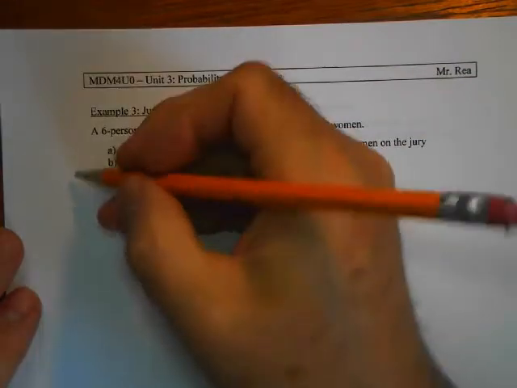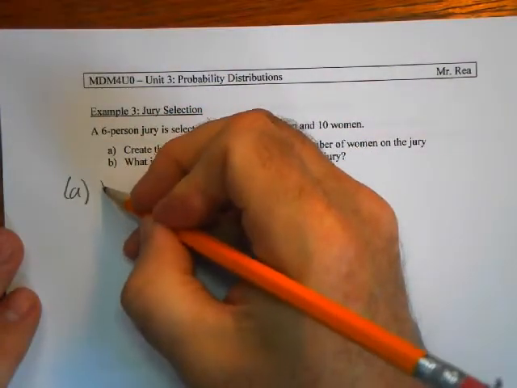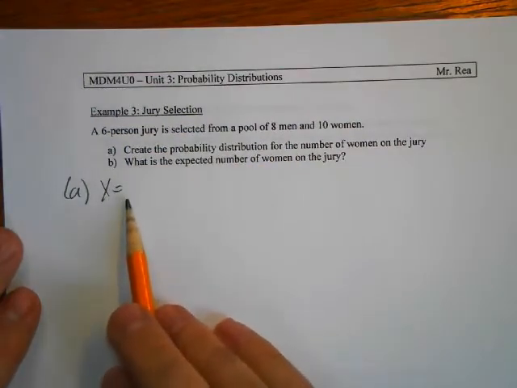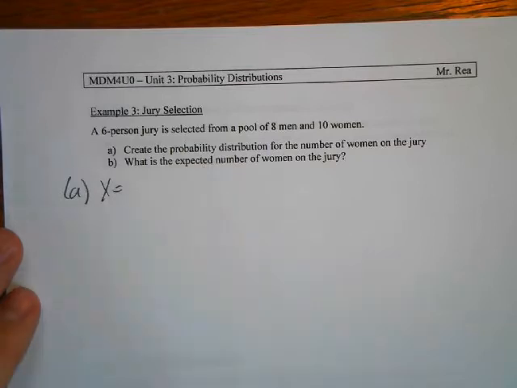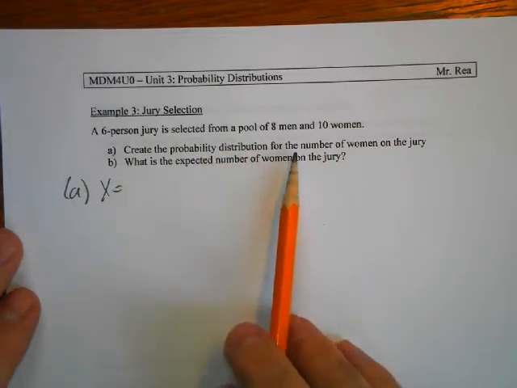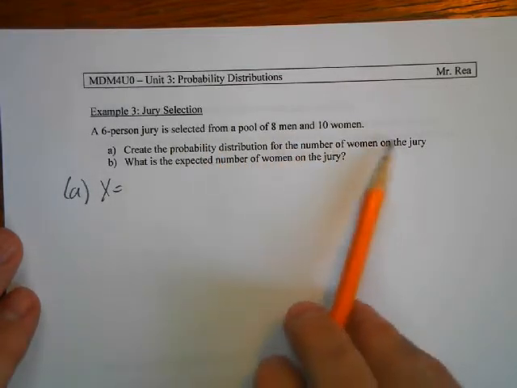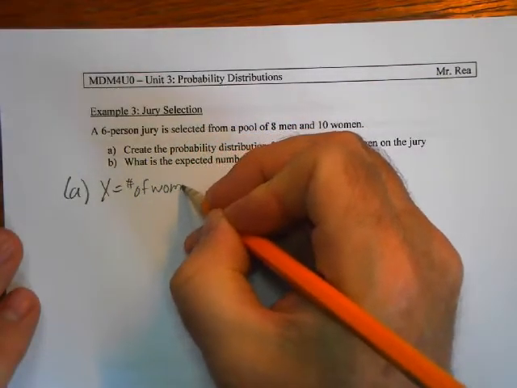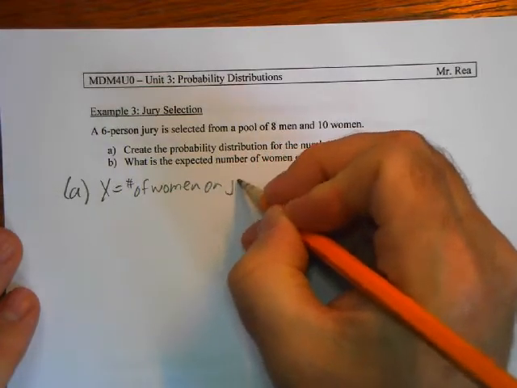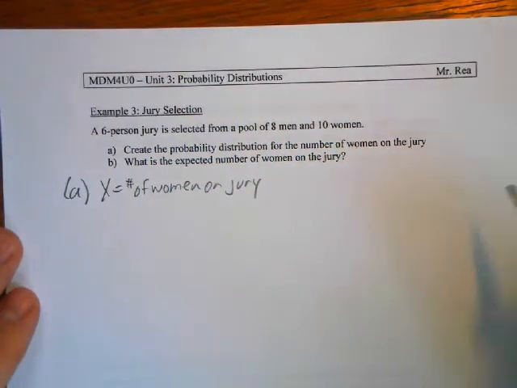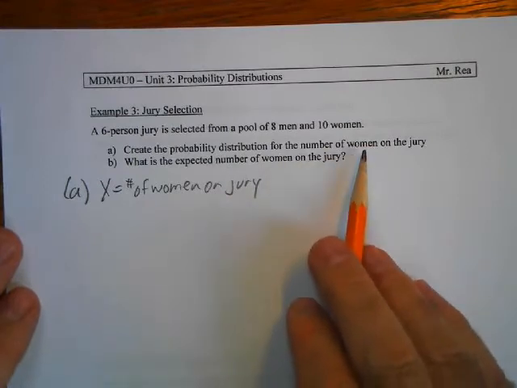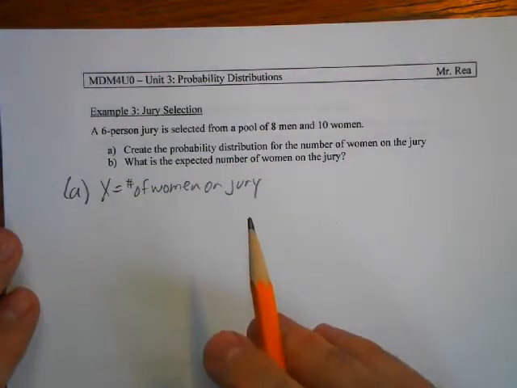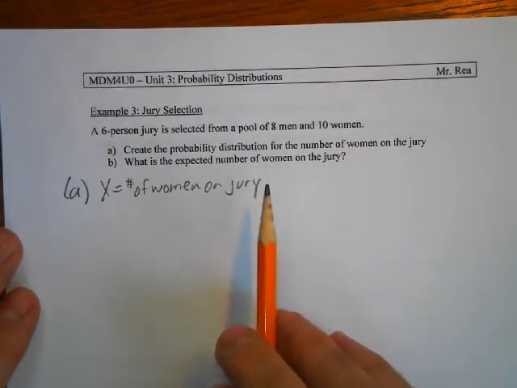So let's do what we did before. In this case, our random variable x, now you're going to choose what x represents based on the question. It says probability distribution for the number of women on the jury. So that tells you x represents the number of women on the jury. It just as easily could have asked for the number of men. In that case, you change your random variable to the number of men. It's totally dependent on the question.